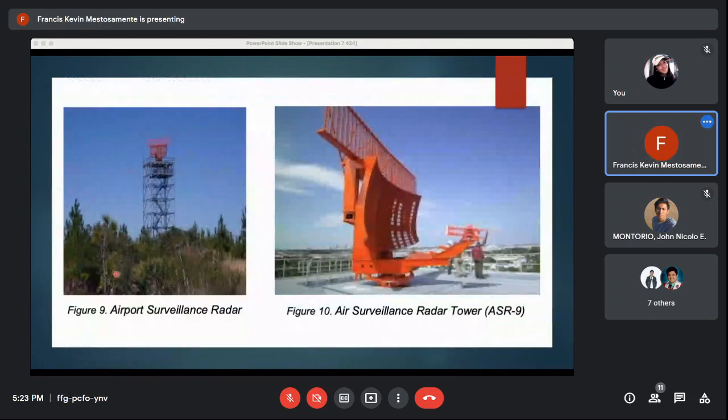So, here we got airport surveillance radar. So, usually elevated siya para magkaroon siya ng perfect line of sight doon sa airspace ng isang airport. So, we've got few example here.